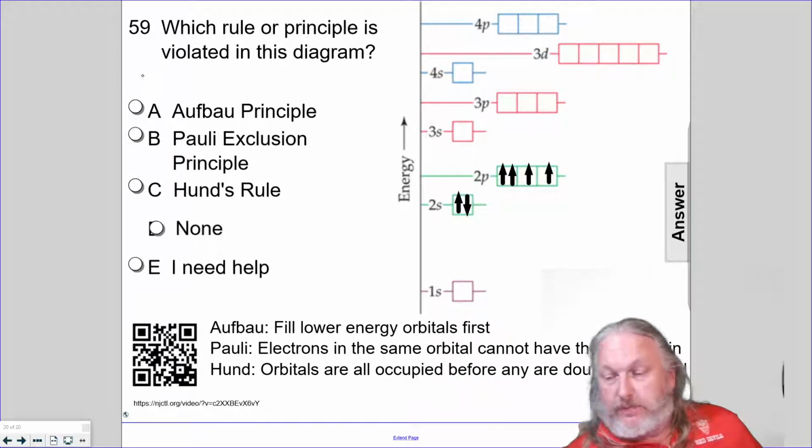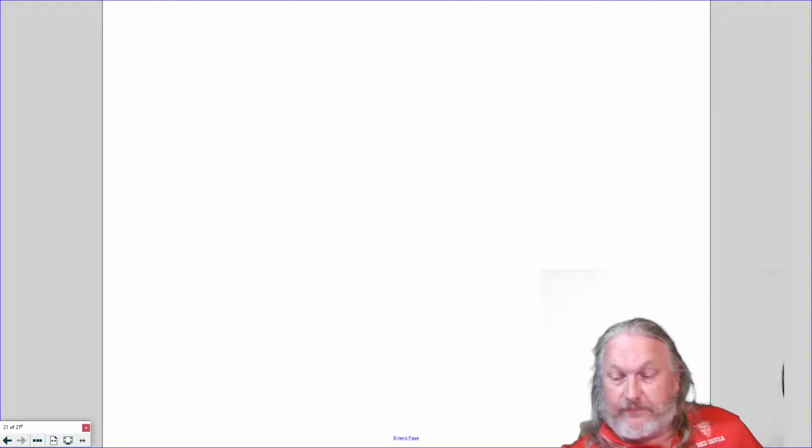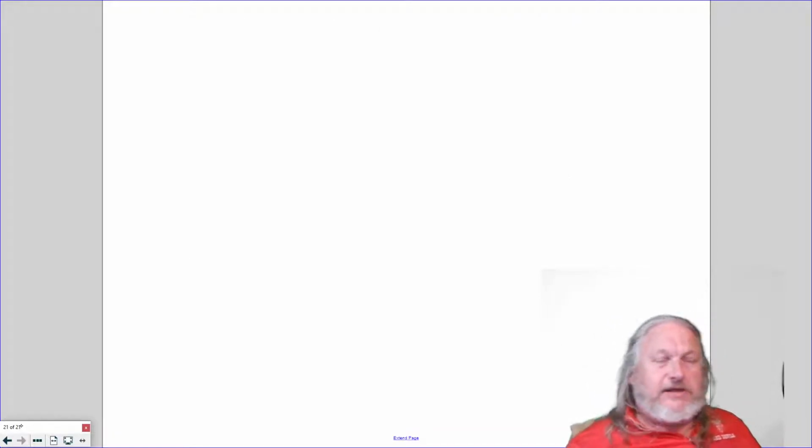Which rule or principle is violated in this diagram? Oh, there's several. One, we're violating the Aufbau principle. All right. Oh, and look, we're violating the Pauli exclusion principle because those have the same spin. I don't see where we're violating Hund's Rule because, well, they're not there. So that's violating enough.